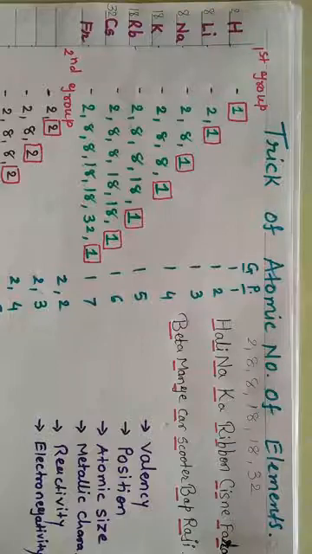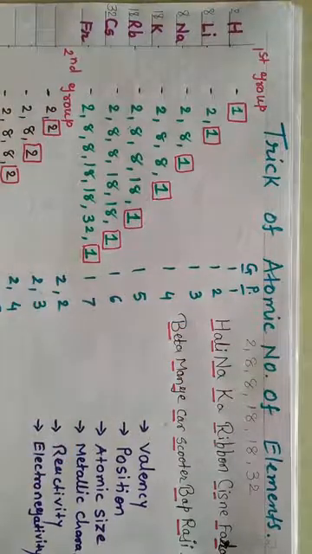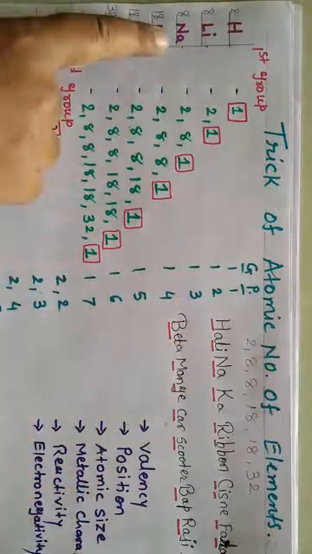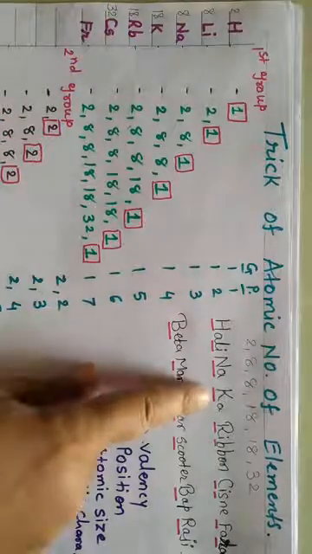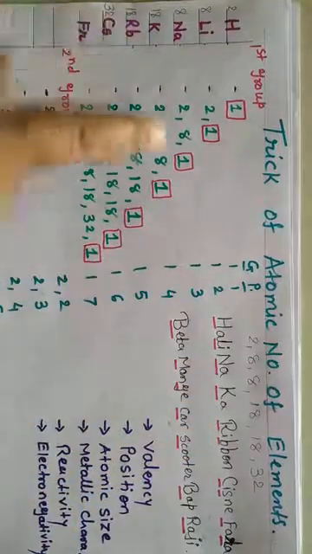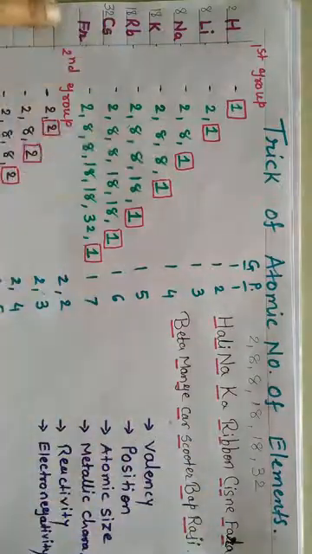Now for the first group's elements, the mnemonic is Halinaka ribbon Kisne Phara. So from Hali, that means H, the first element is H. Then Li. Second element Na, sodium, is the third element. Ka, K, that is potassium. Ribbon, that is rubidium. Kisne, that is cesium. And last, Phara, that is francium.